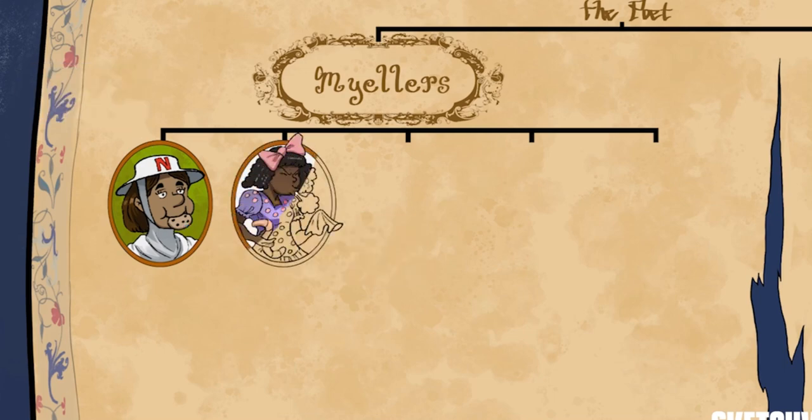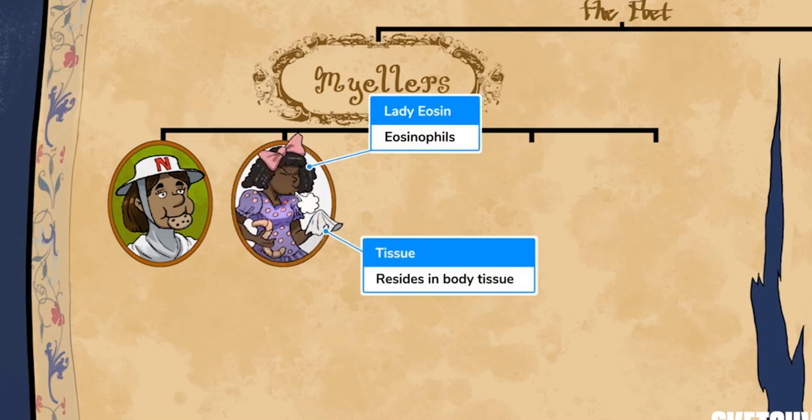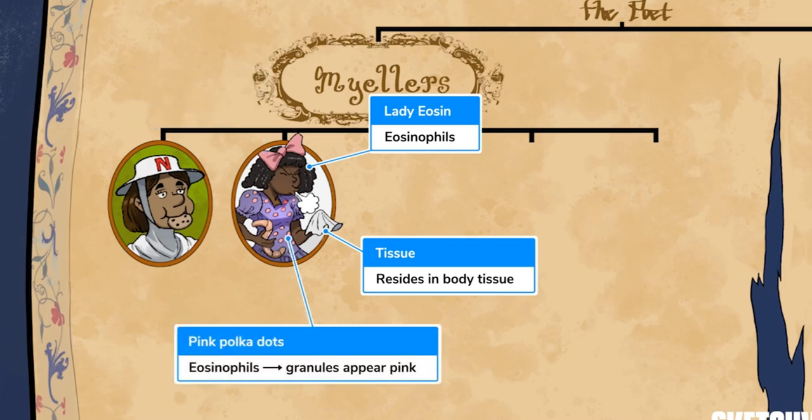All right, next up we have another polymorphonuclear granulocyte. This is Lady Eosin, and she's our symbol for eosinophils. Lady Eosin is famous for her love of very large hair decorations, like that pink bow, which should remind you of the characteristic bilobate nucleus seen in eosinophils. Eosinophils reside in body tissues, and they have granules that pick up the eosin dye used for light microscopy, which is actually how they got their name. That eosin dye makes them appear pink and kind of spotty, just like the pink polka dots on Lady Eosin's dress.